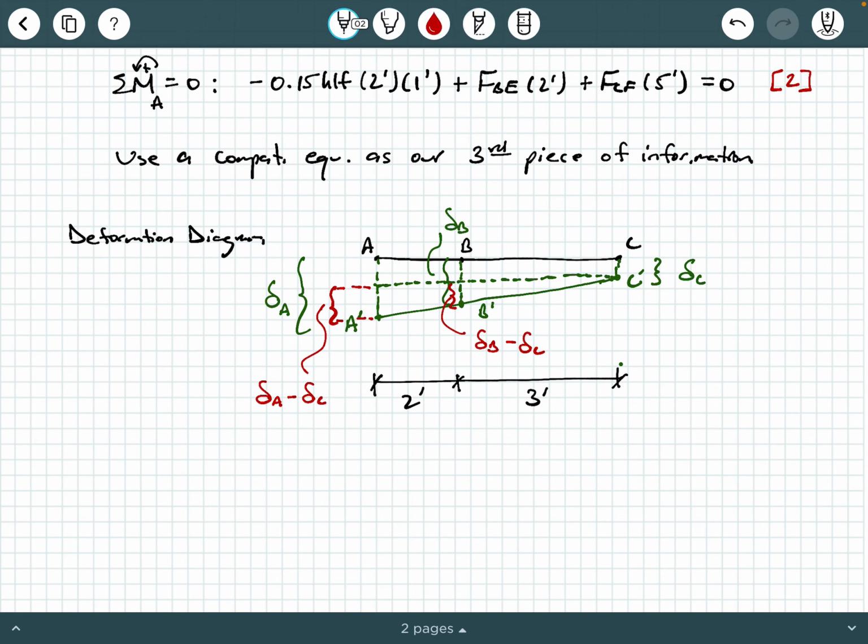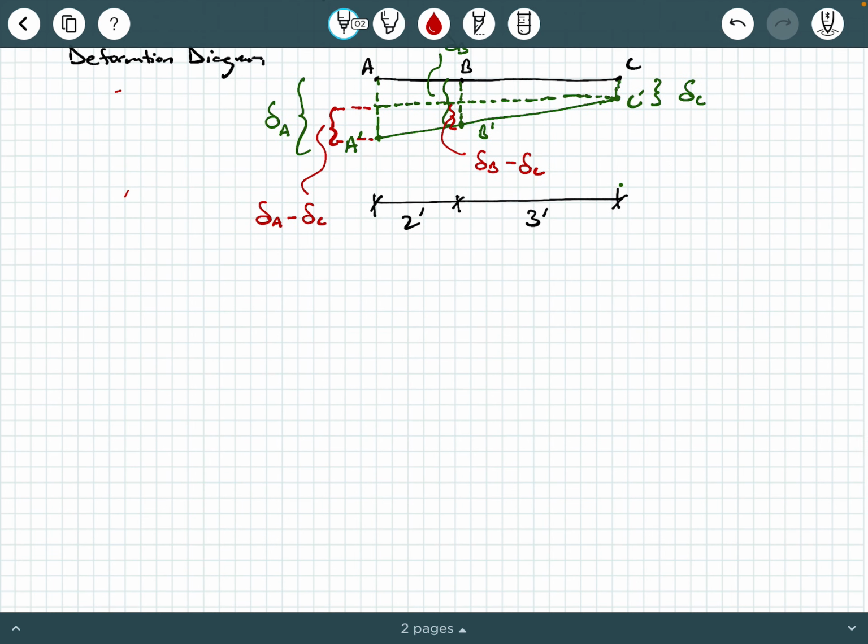So setting up similar triangles here, I can establish the relationship delta A minus delta C over the full 5 feet equals delta B minus delta C over 3 feet. Now I can do some rearranging here and get this in a more convenient form.